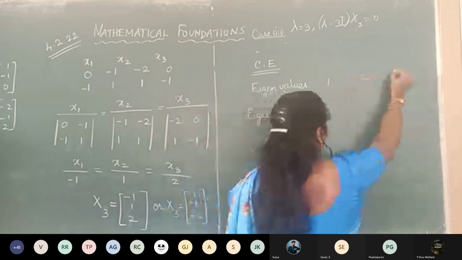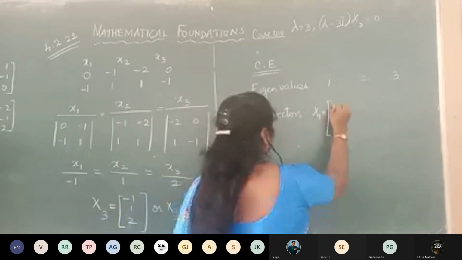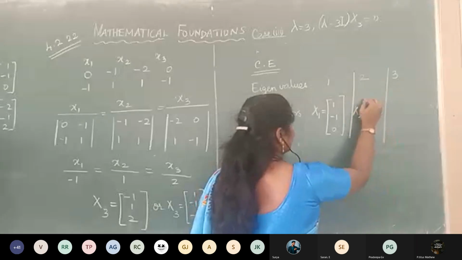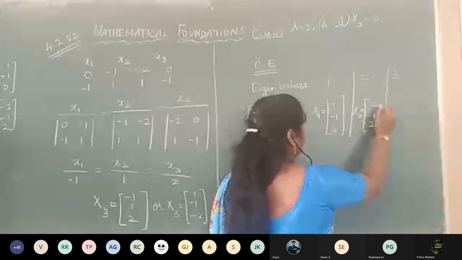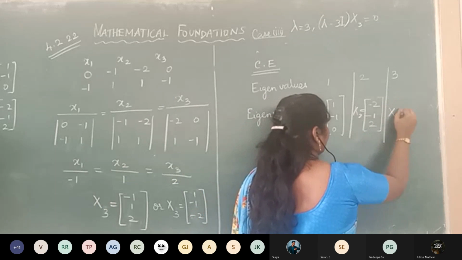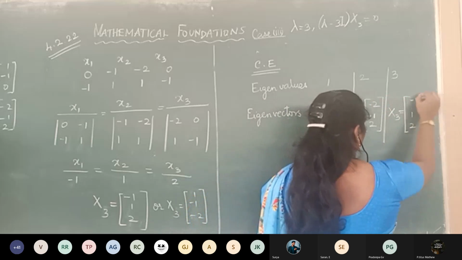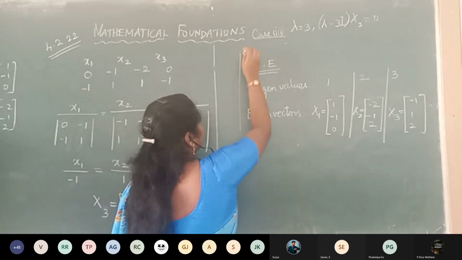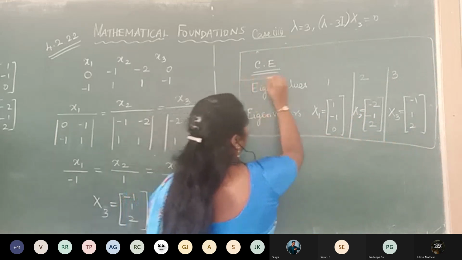Your eigenvalues are 1, 2 and 3. So for eigenvector x1 it was 1, minus 1, 0. For your x2, what was your x2? X2 it was minus 2, minus 1 and 2. And for x3 it was, you can take 1, minus 1, 1 and 2. And what was your characteristic equation? That also you have to write. Okay. This will be your final tableau.